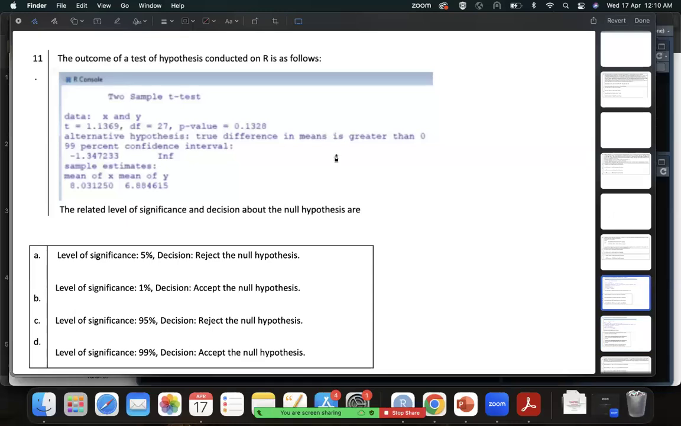Okay, so here the outcome, you might get this type of questions in your exam. You won't be given access to R, but yeah, these type of questions you can expect. So the outcome of a test hypothesis conducted in R is as follows. The related level of significance and decision about the null hypothesis.